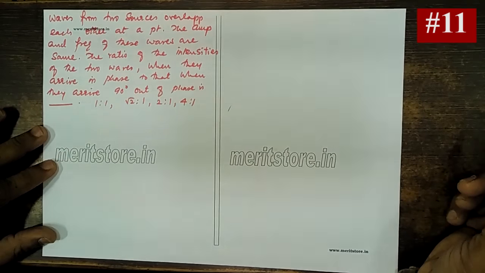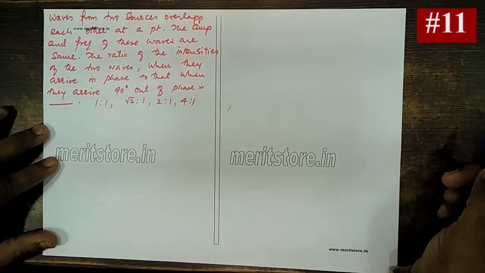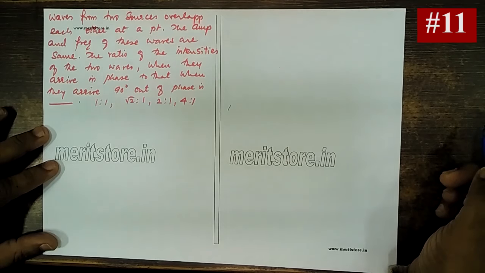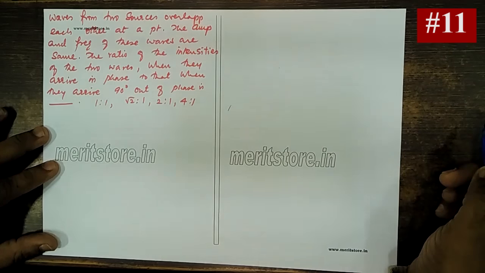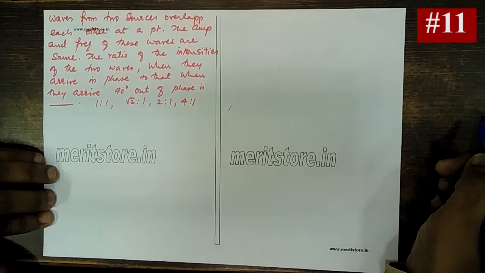Waves from two sources overlap each other at a point. The amplitude and frequencies of these waves are same. The ratio of the intensities of the two waves when they arrive in phase to that when they arrive 90 degrees out of phase is dash. Choices are given as follows.